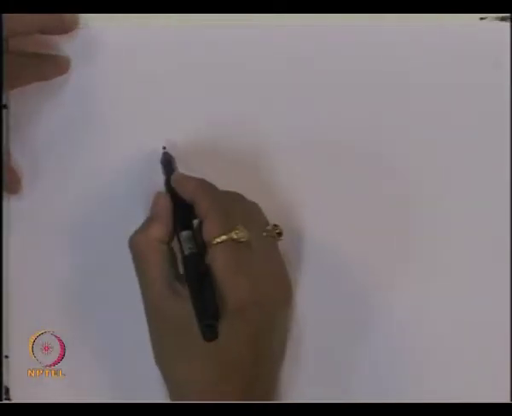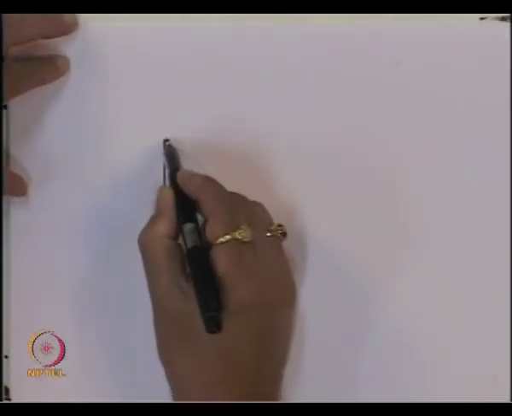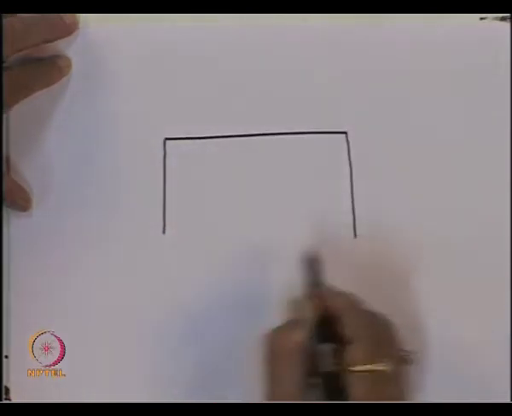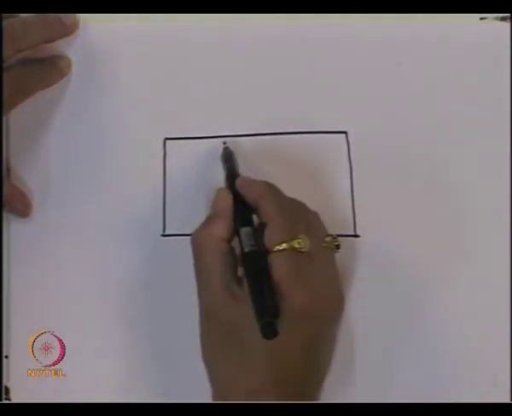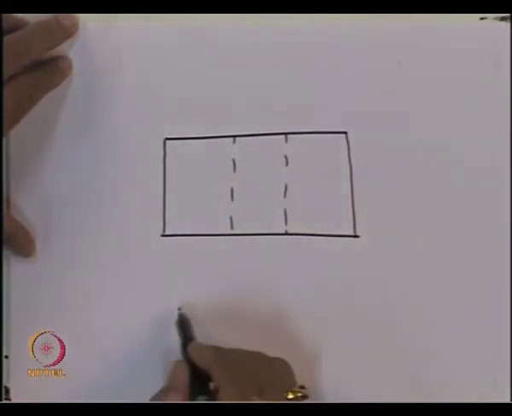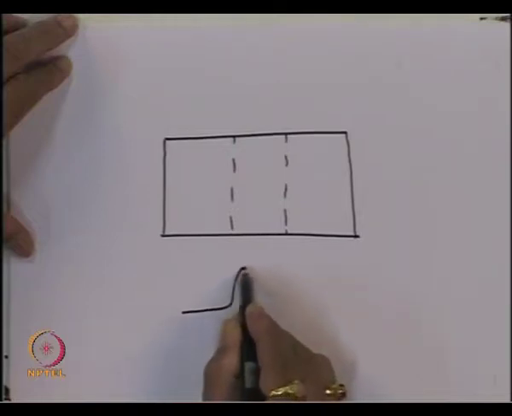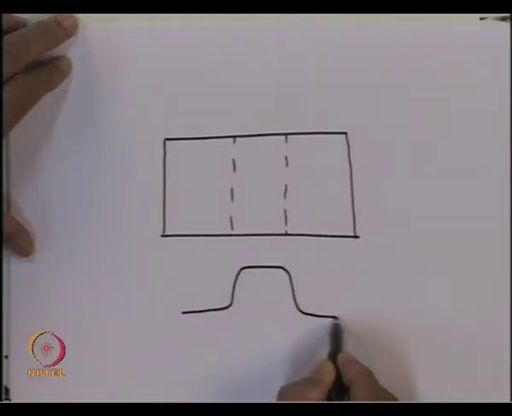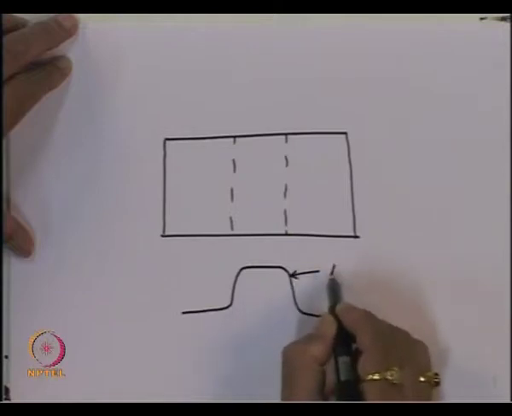So, inside a PN junction, what we are now looking for is a region which is the depletion region, and the electric field is more or less constant in this region, something like this. This is the electric field.